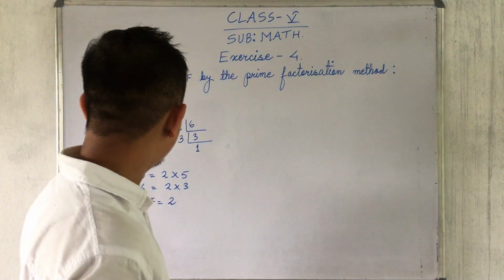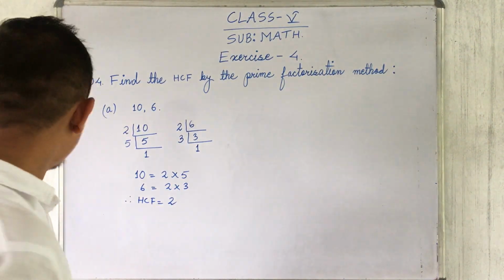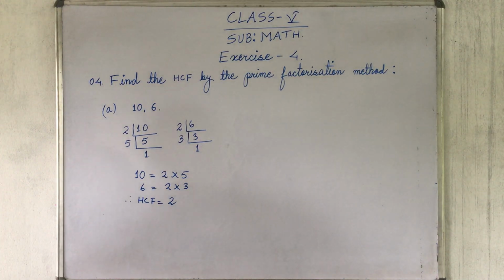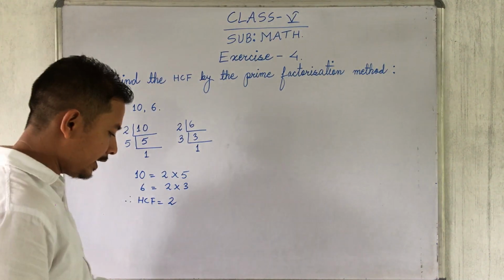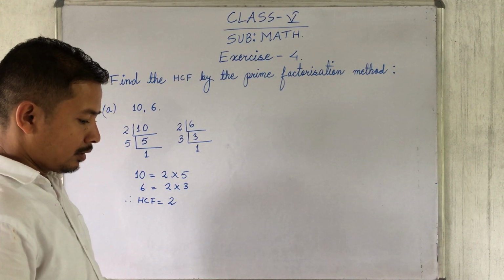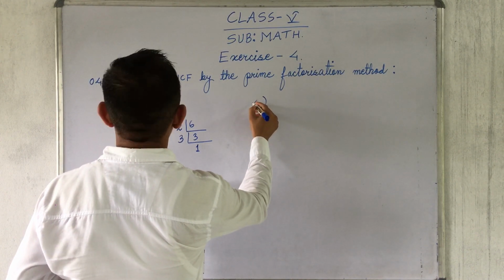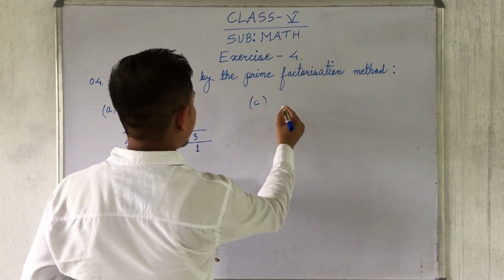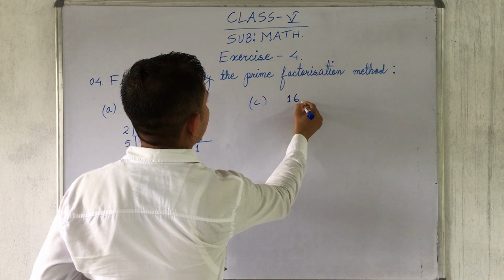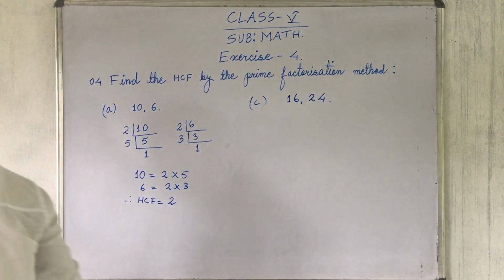Understood? It's very easy. Okay, I have done number A. I will do other questions also. Okay, everybody look at this video and try to understand. This is number A, and look here, I am doing number C also. Number C is 16 and 24. Understood?